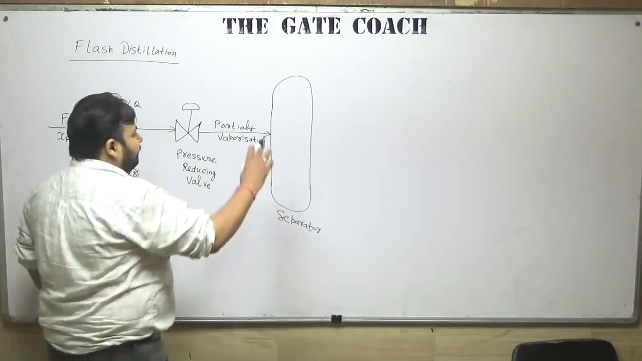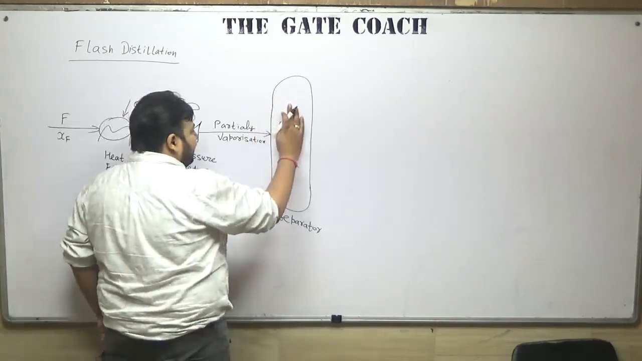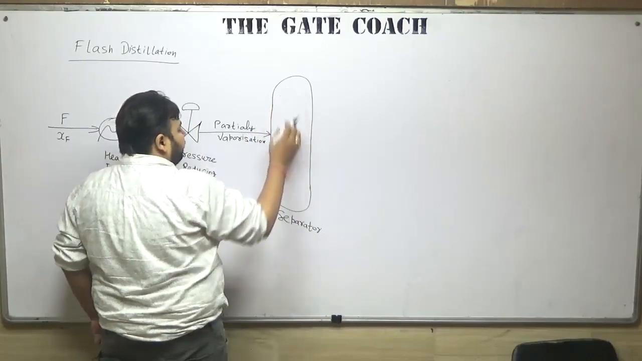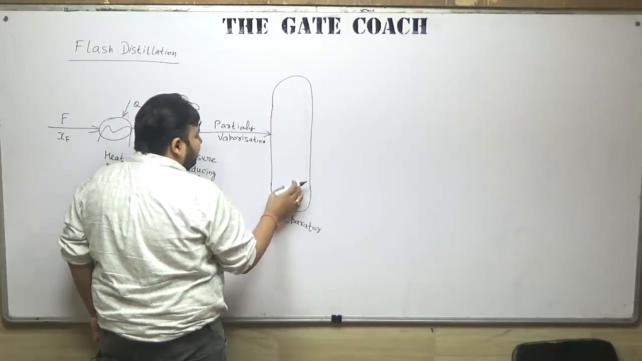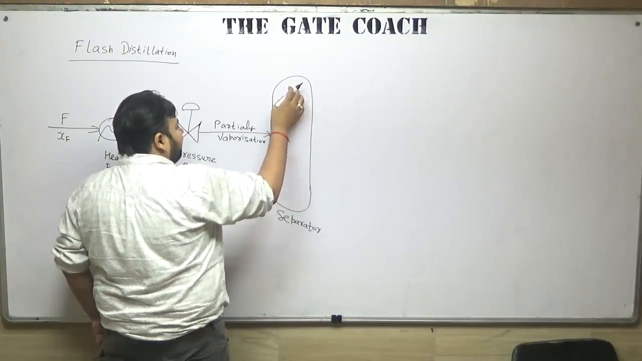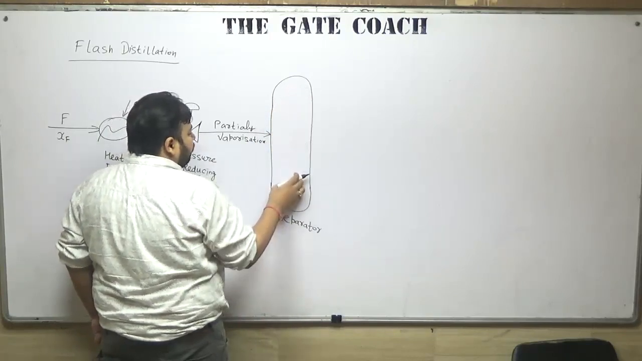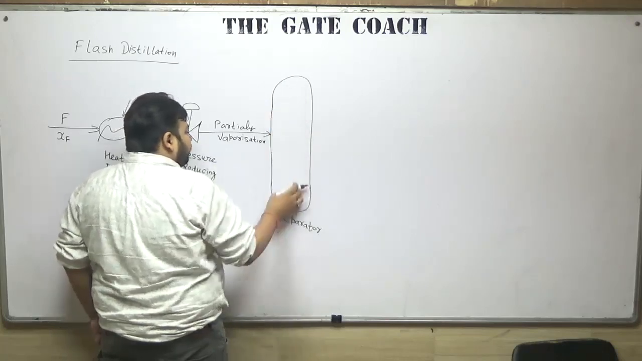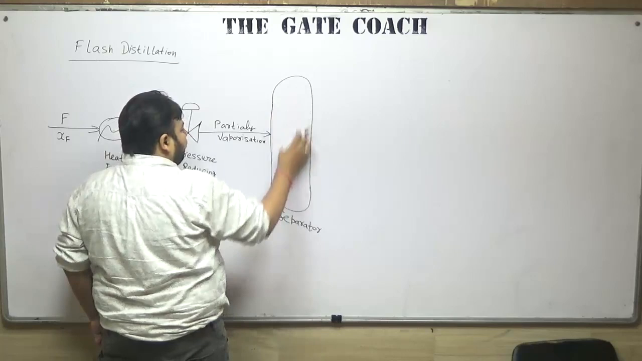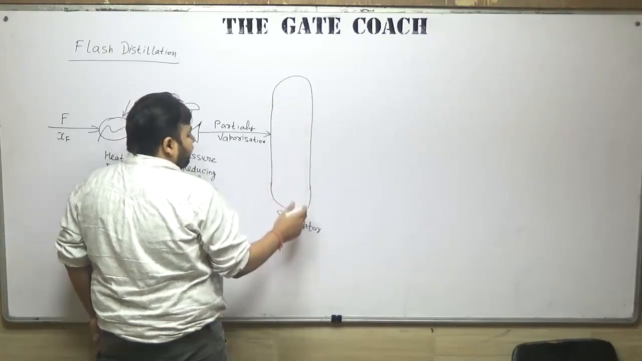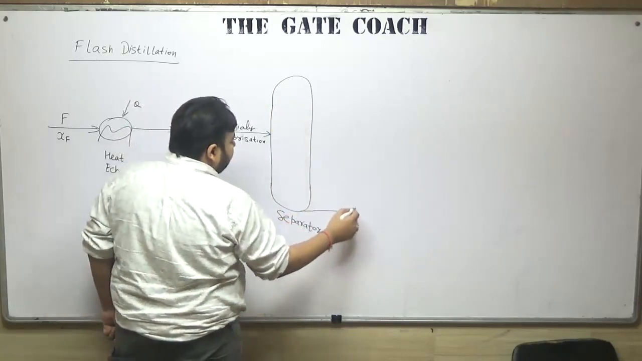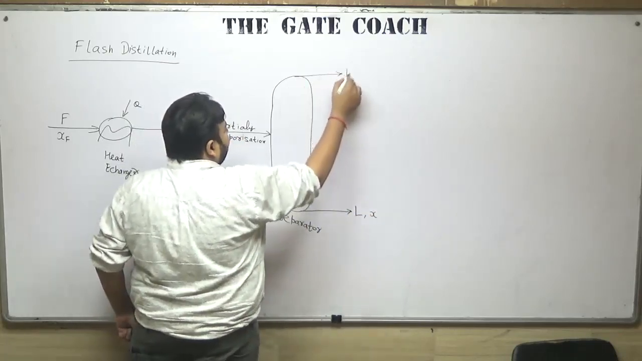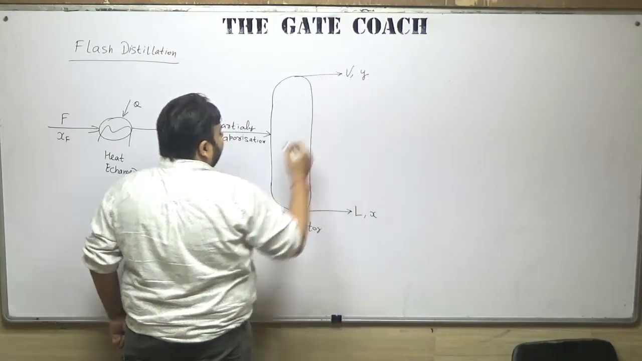After that, the partially vaporized feed enters the separator. The liquid will go down, the vapor will go up. From that liquid, some vaporization will keep on going. From that vapor, some condensation will keep on going. So vaporization and condensation keep taking place for a given point of time. And we keep on checking the concentration of the liquid collected, and we keep on checking the concentration of the vapors collected at the top.